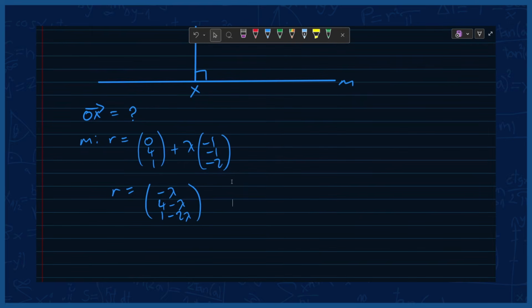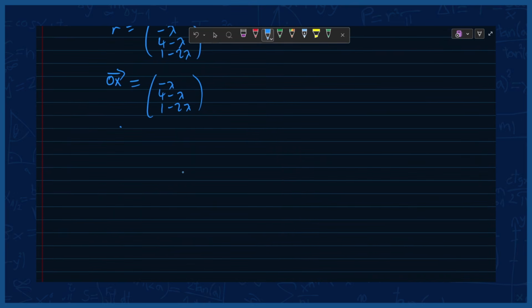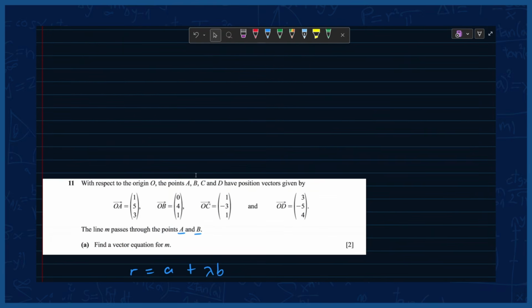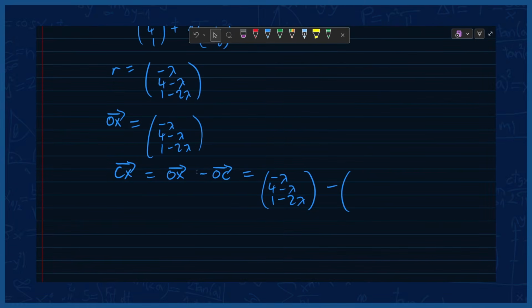Okay, so I can say that OX, since it lies on line M, must have the general coordinates negative lambda, 4 minus lambda, 1 minus 2 lambda. So since I want to find CX, that's going to be OX minus OC. So OX we know to be negative lambda, 4 minus lambda, 1 minus 2 lambda, minus our OC, which we were given in the stem of the question to be 1, negative 3, 1.